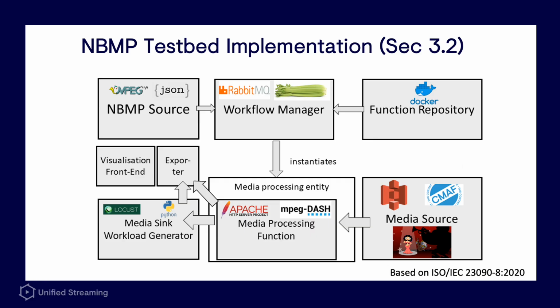The following figure shows the NBMP testbed implementation. We have used 6 components from the reference architecture: the NBMP source, the workflow manager, the function repository, the media source, the media processing entity that contains the media processing function, and the media sink, that in this case acts as the workload generator, generating requests to the media processing function. In addition, we have added 2 other components for analysis, visualization, and export of all these real-time metrics.